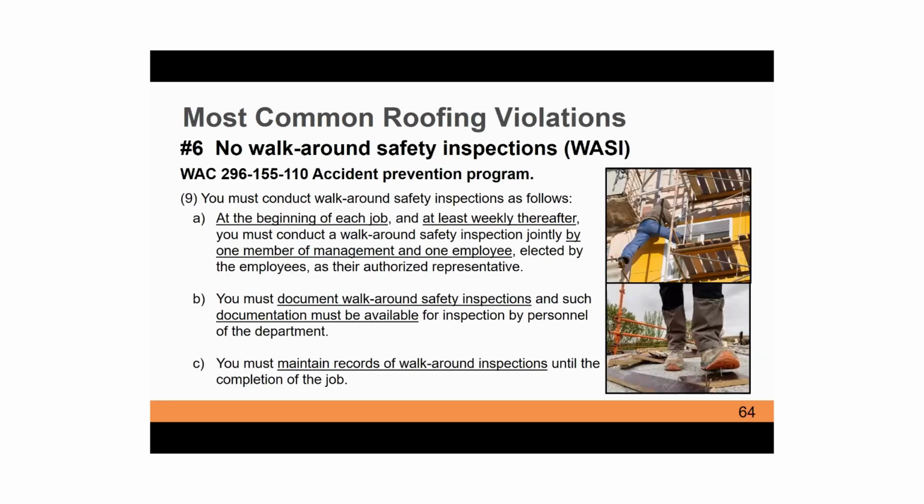Number 6, no walk around safety inspections. At the beginning of every job and at least weekly thereafter, you conduct a walk around safety inspection with a member of management and one employee. Walk around the site, look for hazards, and document these. You've got to keep that record until the completion of the job. It's got to be available for L&I personnel who are coming to check that out and make sure it's been done.